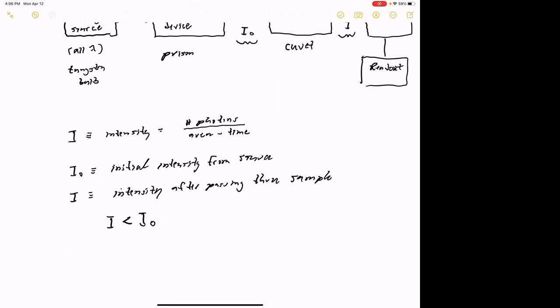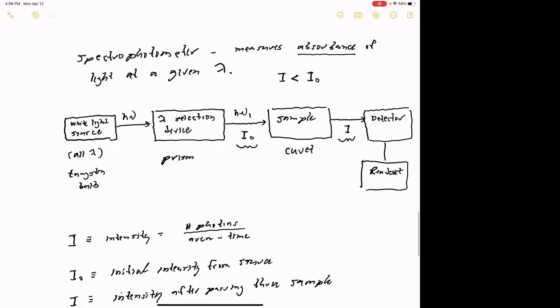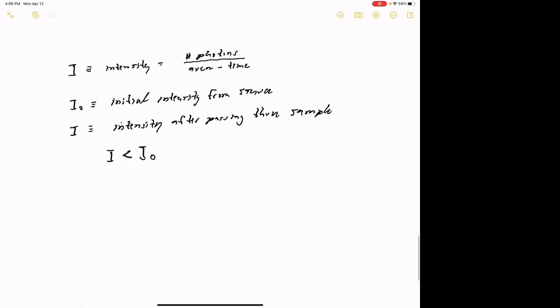All right, so now the question becomes, if I can measure these intensities, what I'm really trying to get at is the absorbance, right? Because the spectrophotometer, as we said, measures the absorbance of light at a given wavelength for a given sample or analyte. So the question is, how do I relate these intensities back to the amount of light that gets absorbed? Well, here's how we do it. Okay, we have to start out with a few terms here.